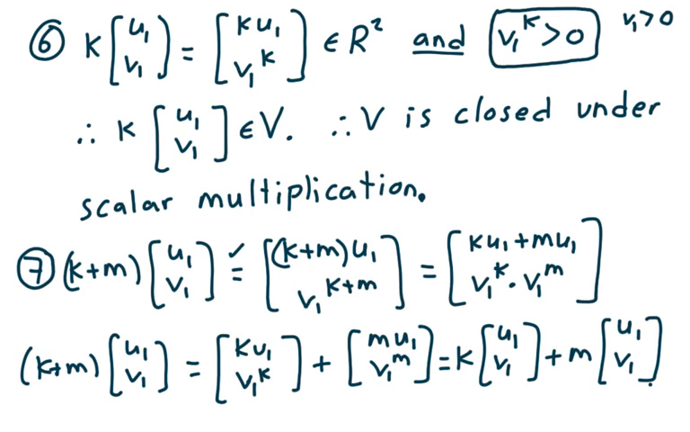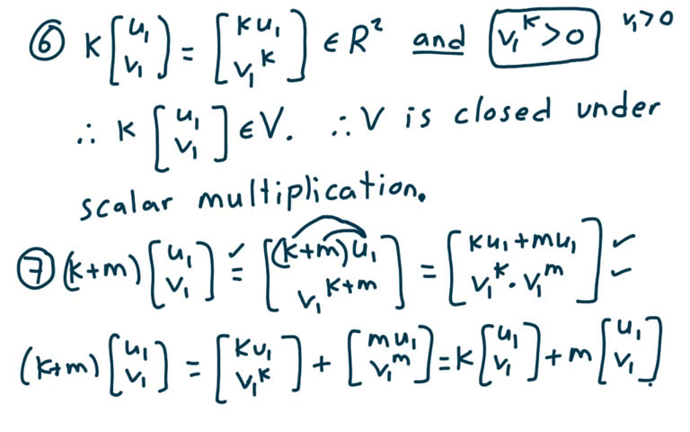But we have the distributive property for real numbers. So in other words, I'm going to take ku1 plus mu1 to get this first component, and then to get the second component, I take v1 to the k times v1 to the m. That is legal. Now, I can break that apart. So in other words, k plus m times the column vector u1, v1 is ku1, this column vector.